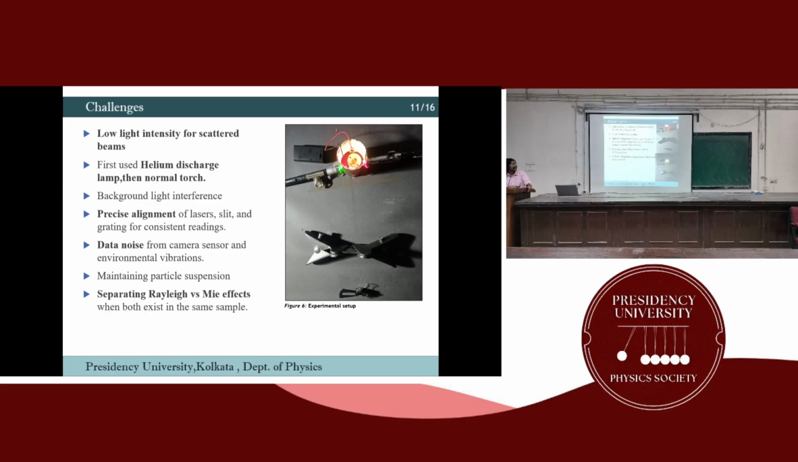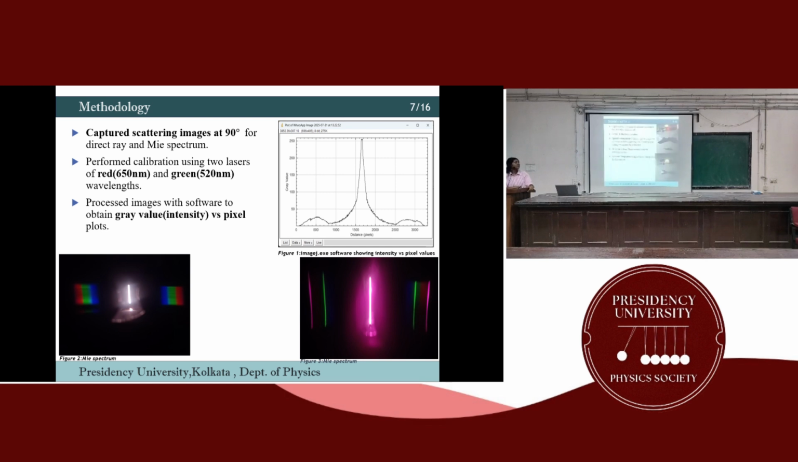The optical arrangement is filament light, sample, slit, convex lens, grating slit, and scattered light detection. Then I detected this whole thing with my phone camera, and I used ImageJ software for my data analysis. The methodology is, first, from this setup I got this spectrum. This is the band spectrum, which is very continuous, and this is the white filament light. With that grating slit, I got this blue, green, and red band.